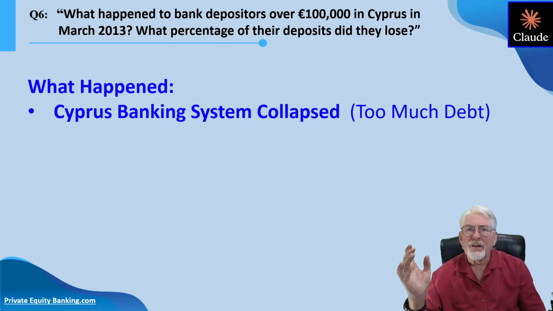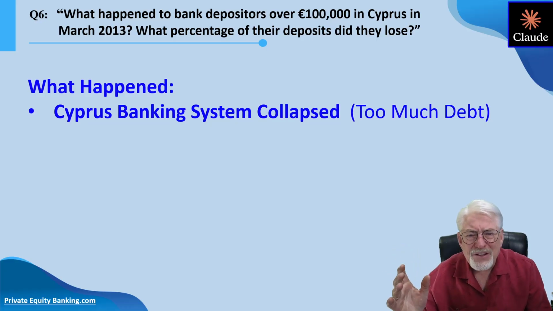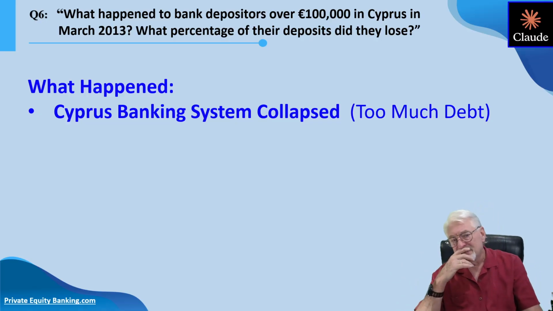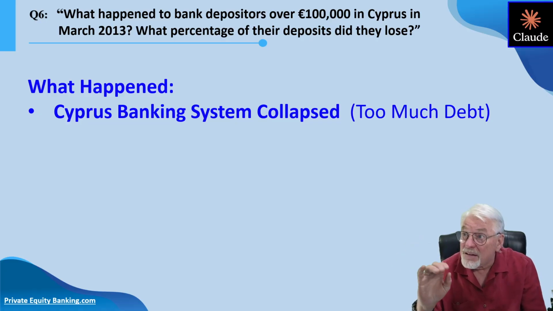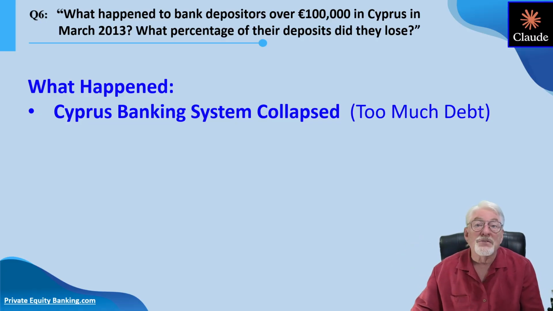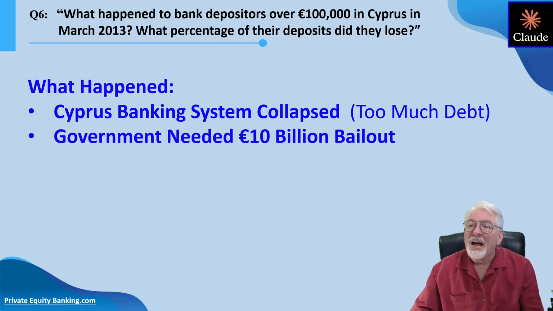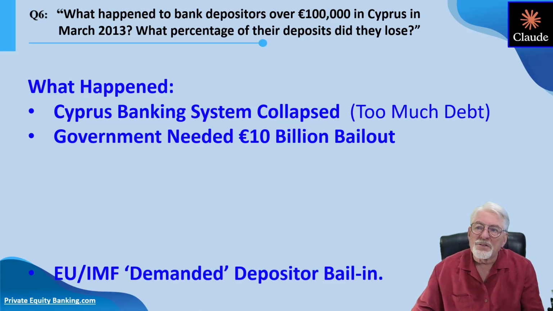Oh, where have we heard that before? What's America at right now? $38 trillion in debt? More debt than anybody? And this is what caused Cyprus to fall, just saying. Cyprus banking system collapsed because of too much debt. Government needed about 10 billion euros for the bailout.